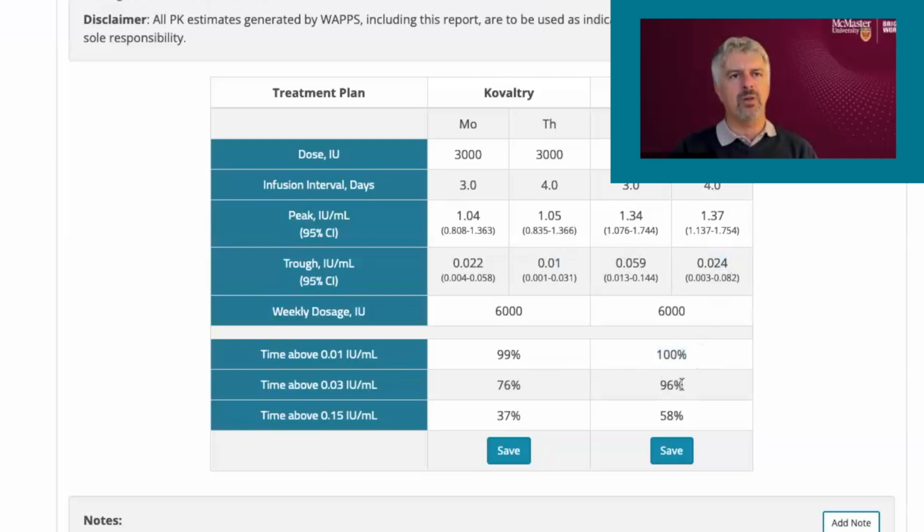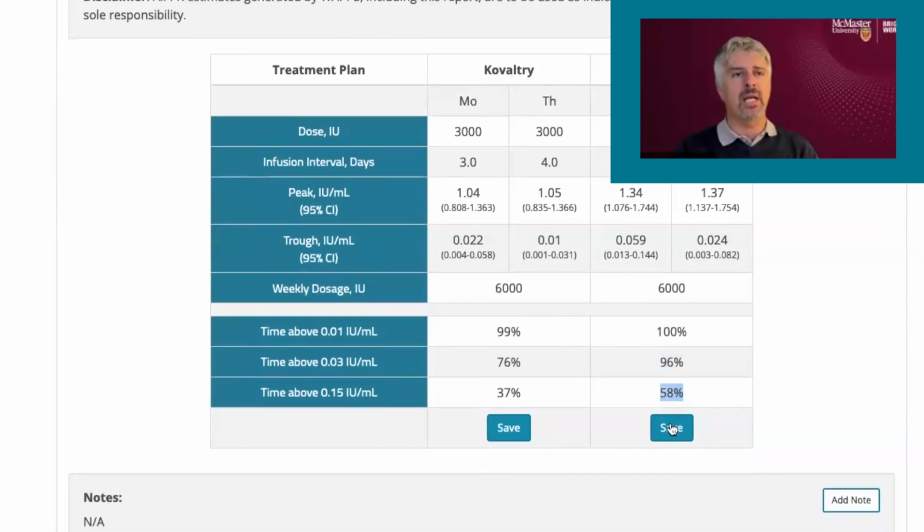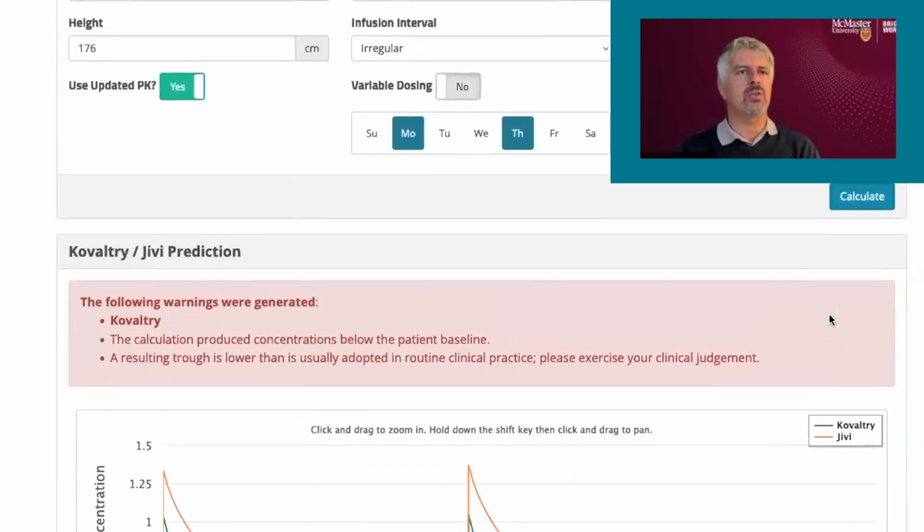The time above 3% will not be 100% like on every other, on 3 times a week, but will still be 96%. And more than half of the time, it would be above 15%. So this could be, for example, the treatment I want to say and give to the patient. What else can I do with the switching tool?